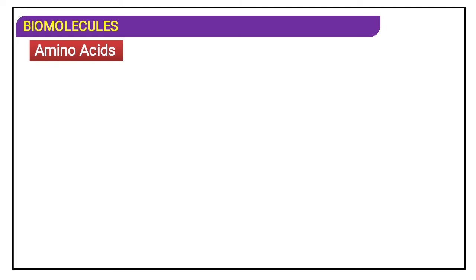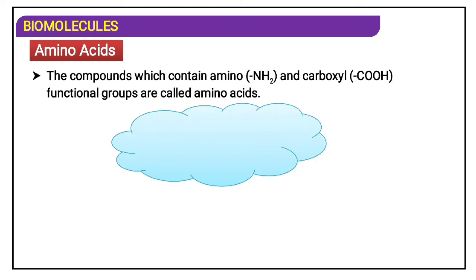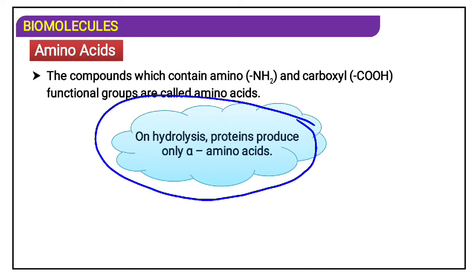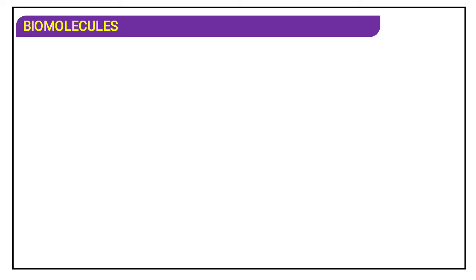So what is an amino acid? A compound containing both an amino group and a carboxylic acid group, we call an amino acid. Our simple definition is, when proteins undergo hydrolysis, we get some simple compounds that we call amino acids, which we already know. So let us go on now.